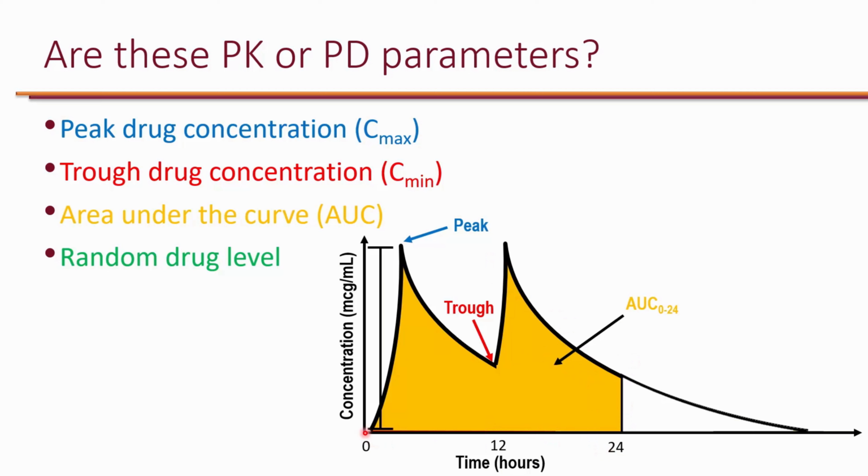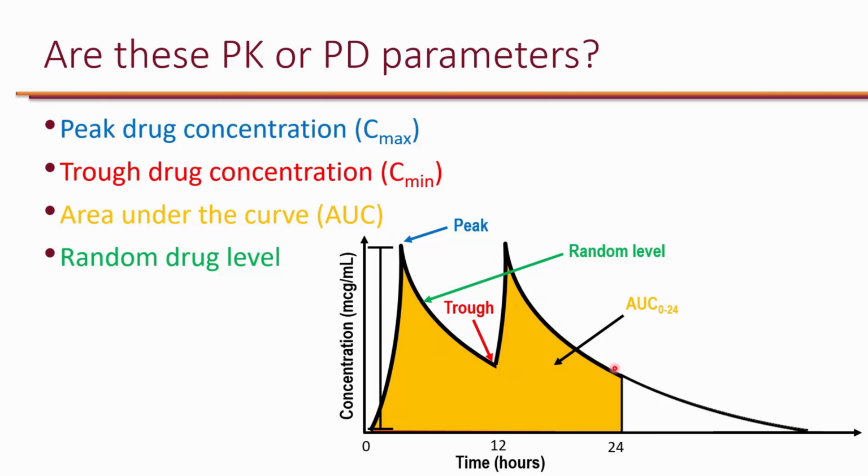So it doesn't matter how frequently you give the dose, the AUC is often from time 0 to 24 hours. So if this drug was given once a day, you would only have one of these over 24 hours. Also, if this drug was given every 8 hours, then you would have 3 of these peaks. But regardless, AUC is the area under the curve for a 24-hour period. And of course, you could get the level at any time between peak and trough, and that would be considered a random level.